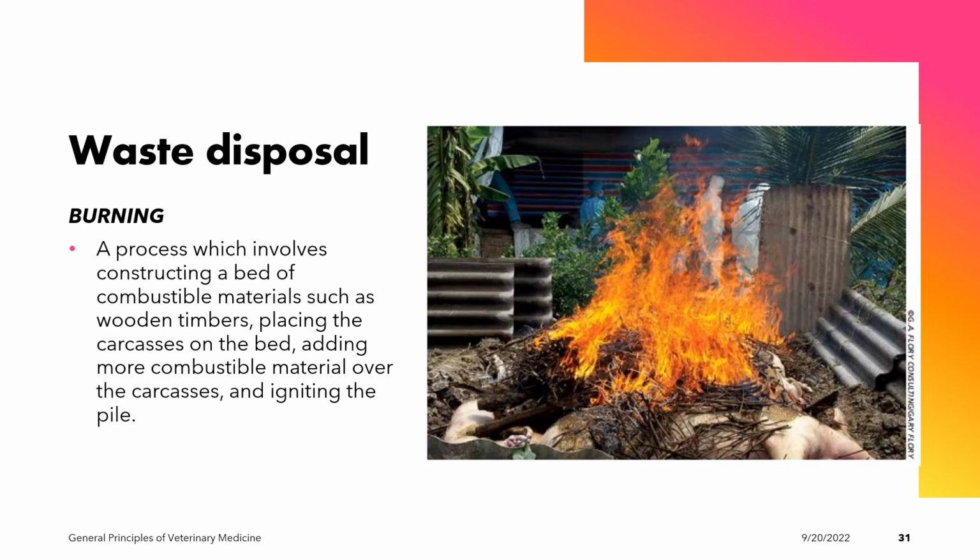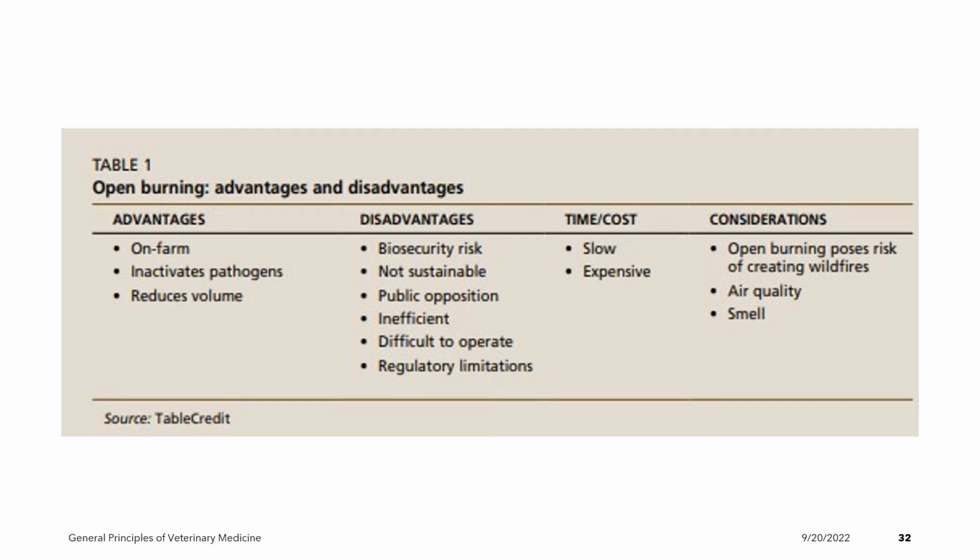When we say burning, that is a process which involves constructing a bed of combustible materials such as wood and timber, placing the carcasses on the bed, adding more combustible material over the carcasses, and igniting the pile. So, as shown in this figure, these are the advantages and the disadvantages of open burning, as shown in this table. Among the advantages of open burning is that it can be conducted on farm.